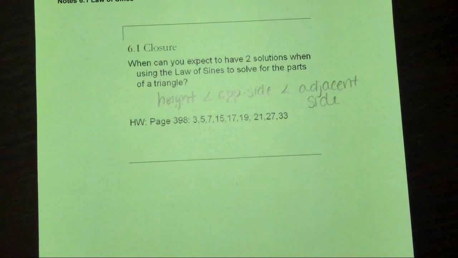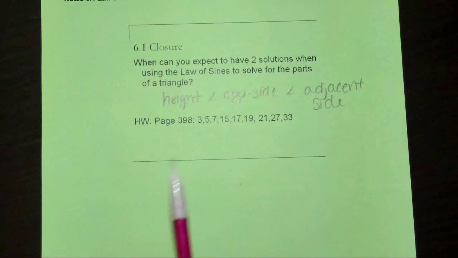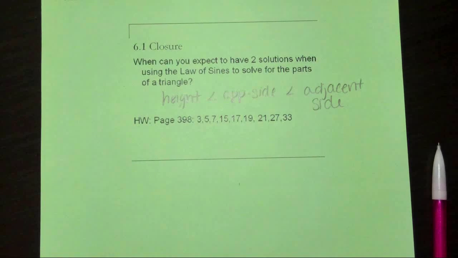Okay. So your homework for section 6.1 is on page 398: 3, 5, 7, 15, 17, 19, 21, 27, 33.